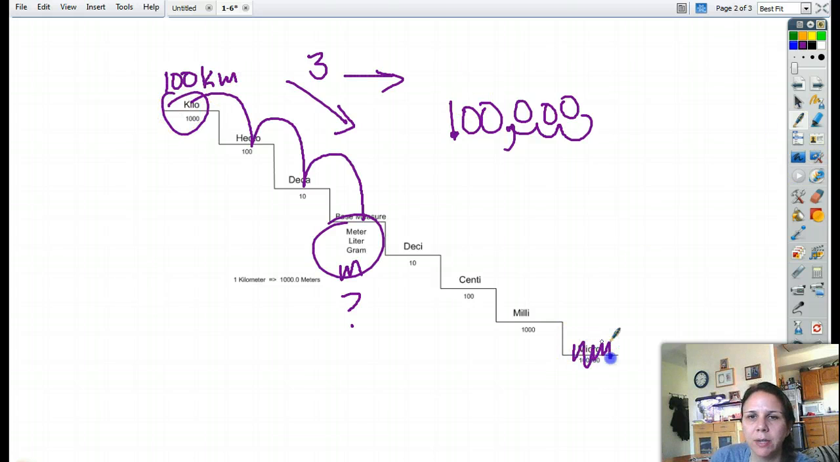Now again, don't worry about this one here because there's actually 3 steps between milli and micro, so don't draw that one down, okay?